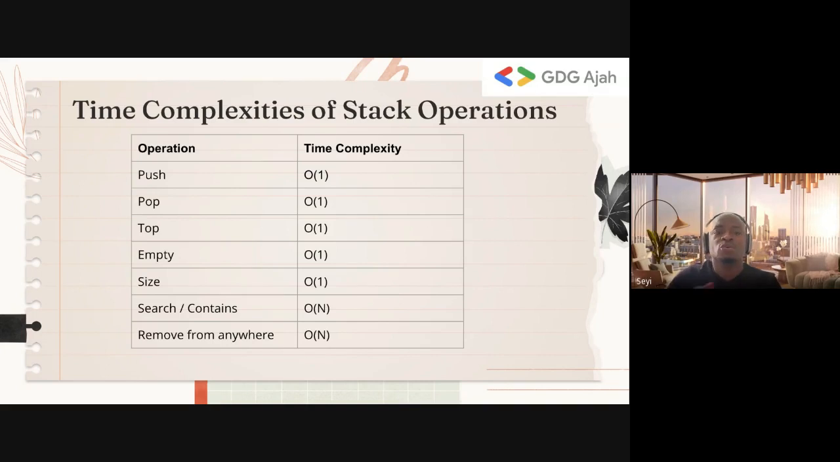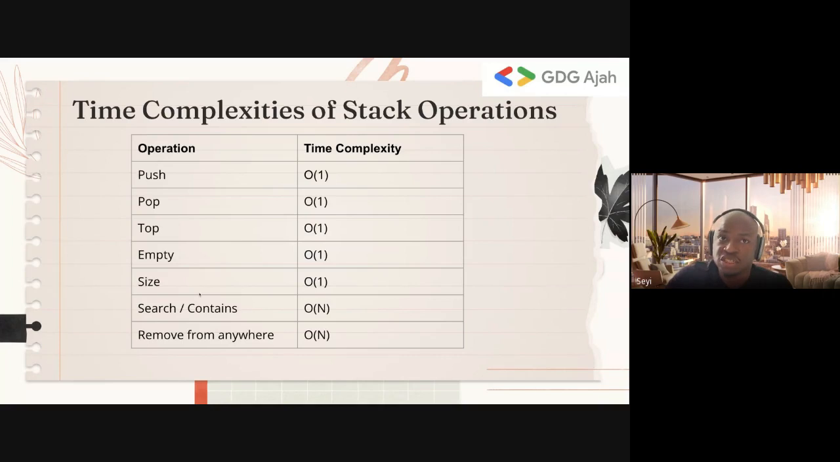Okay, so what are the time complexities of stack operations? Push is constant time because you are adding from an end and removing from an end. And because you can access that end instantaneously, it's constant time. Pop is the same thing. Top, same thing. Everything is the same thing.